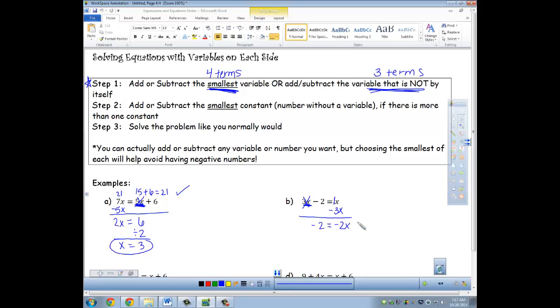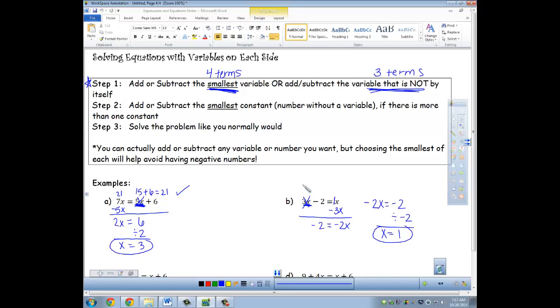Some people like to switch the problem around so that their x is on the other side, which is good. So I can rewrite this as negative 2x equals negative 2. And again, this is just a 1-step equation. So instead of multiplying by negative 2, I will divide by negative 2 to get x equals negative 2 divided by negative 2 is a positive 1. So x equals 1.